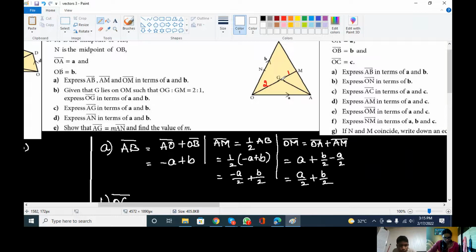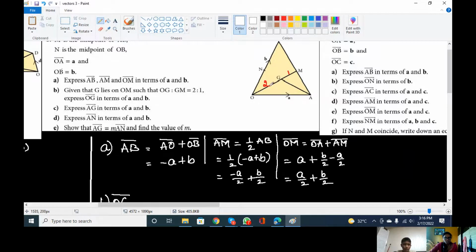Okay. So, O to G can be written as first OA plus AM plus MG. Could we write like this? Because here we know OA and also we know AM and also MG. MG is nothing but 1/3 of the OM, because we know OM.